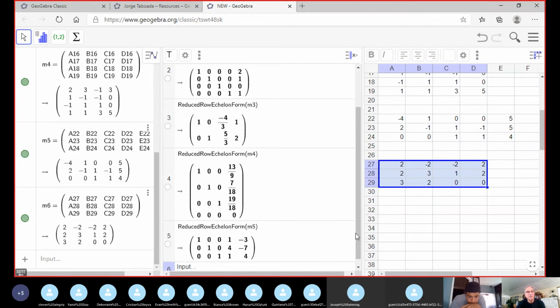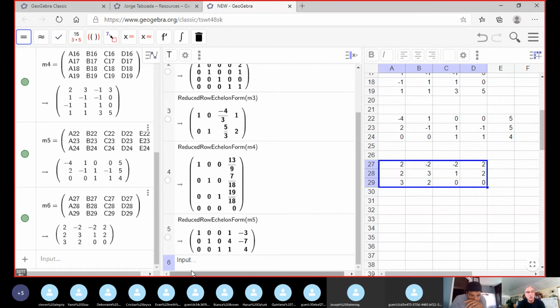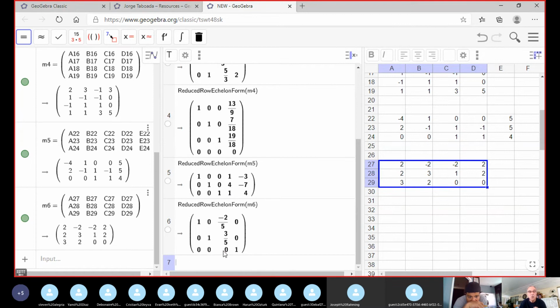Okay, boom. I have my matrix here in the algebra window. Because in input, you put capital R-E-D. I know I put it completely wrong, but GeoGebra understands everything very well. Okay, it's RED of the matrix, which is M6, no? Present. Boom. Wow. What the hell is that?